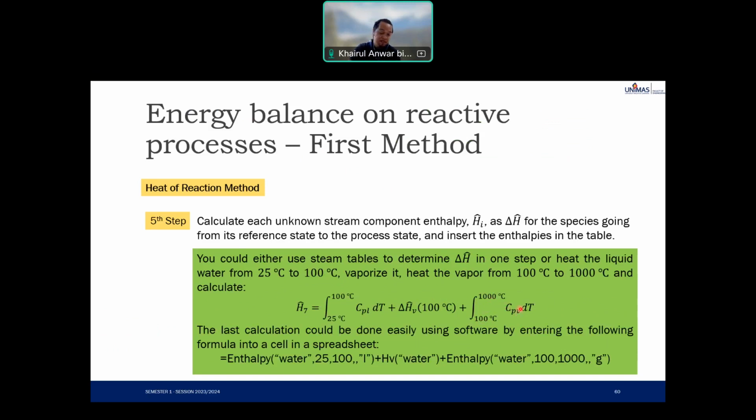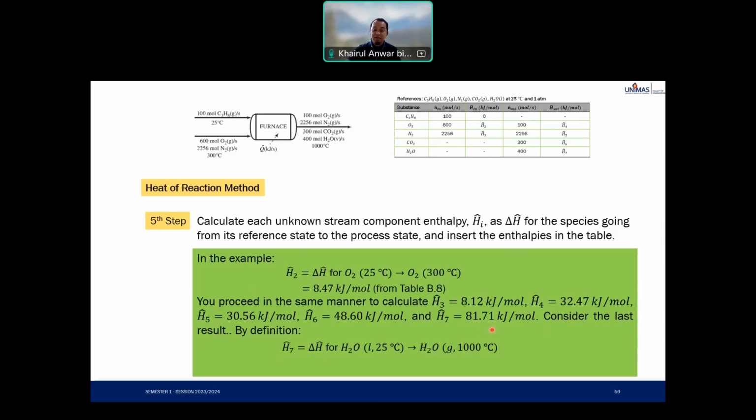So this one is CPV. CPV and CPL are different. For CPV, you need to choose the gaseous form for water. It's a lot, like 33.46 for A, 0.68880 for B, and then C and D. Done, then you get a value of 81.71 kilojoule per mole.